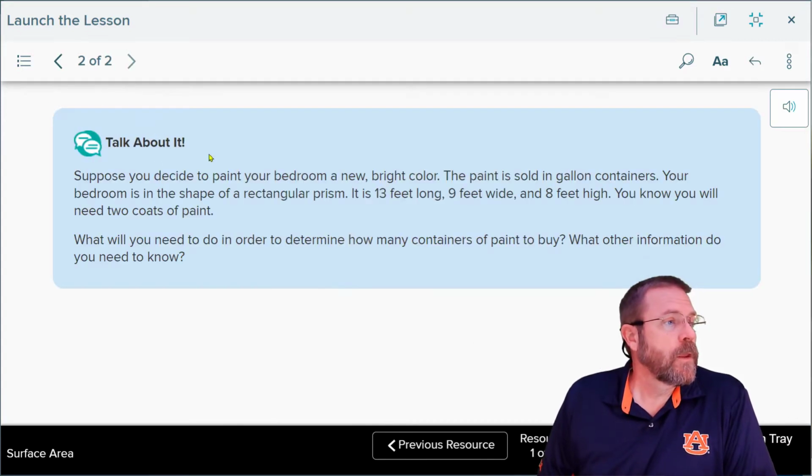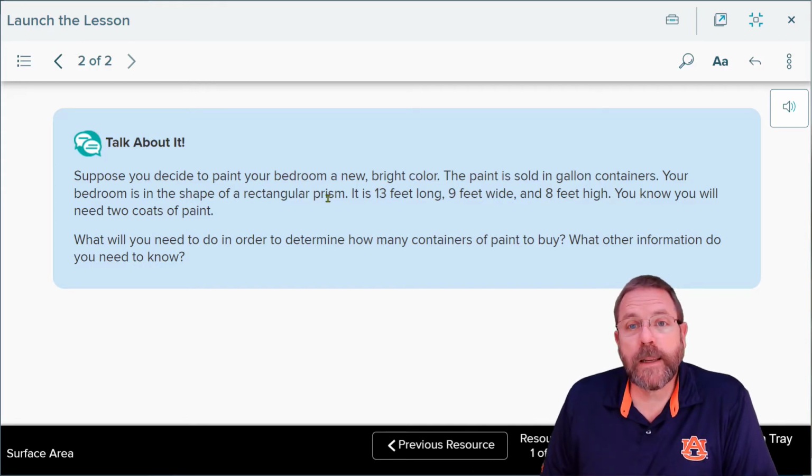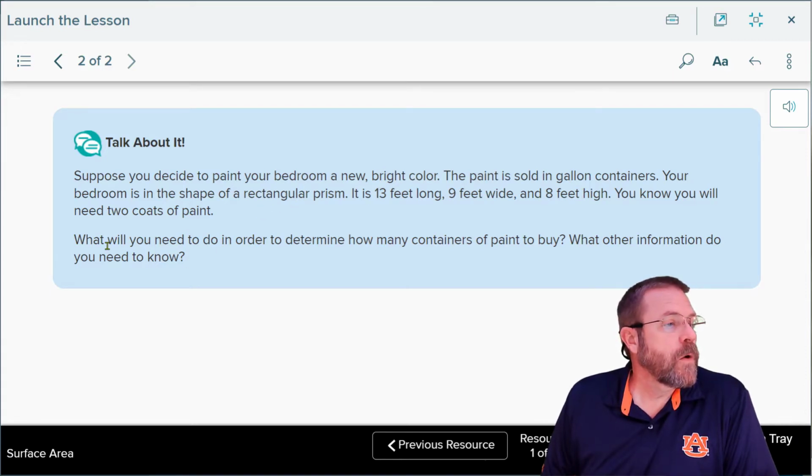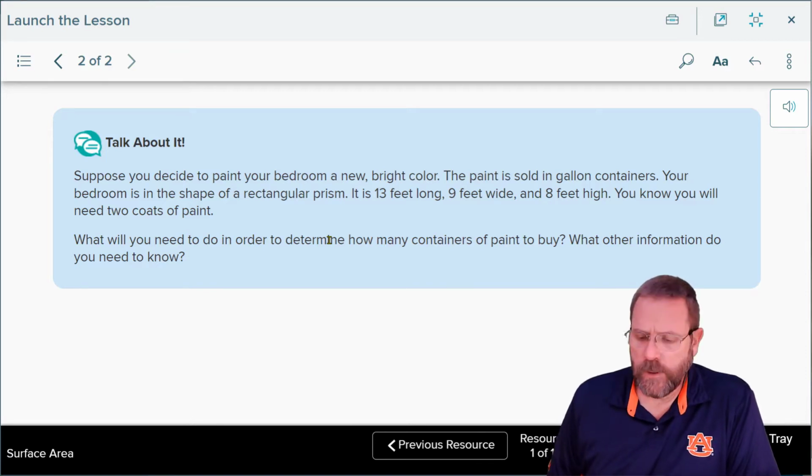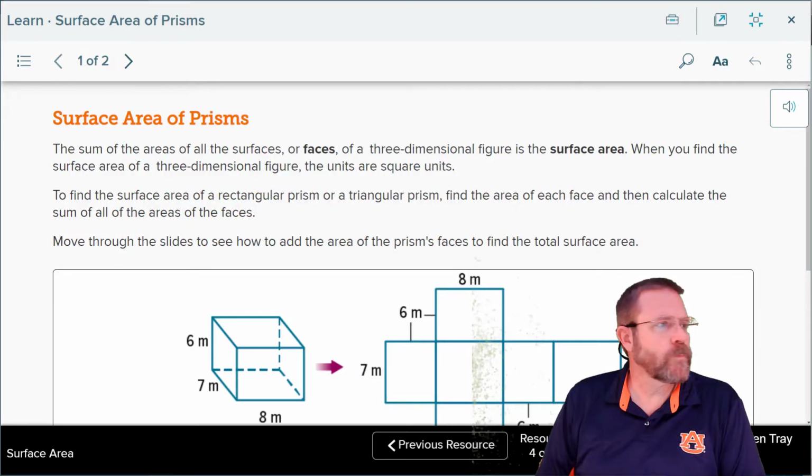Suppose you decide to paint the bedroom a new bright color. The paint is in a gallon container, and your room is shaped like a rectangular prism, where you have 13-foot long and 9-foot wide walls, and the walls are 18 feet tall. Say you know you will need 2 coats of paint. What will you need to know in order to determine how many containers of paint to buy, and what other information do you need to know? These are the kind of questions we're going to be asking in today's lesson.